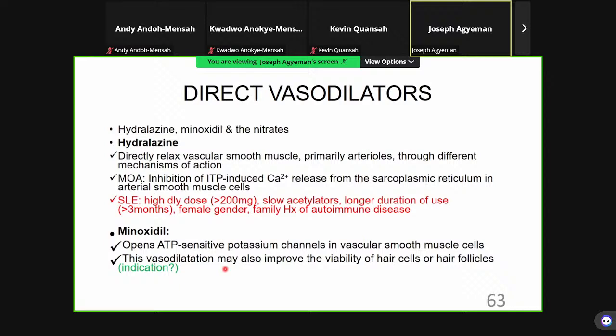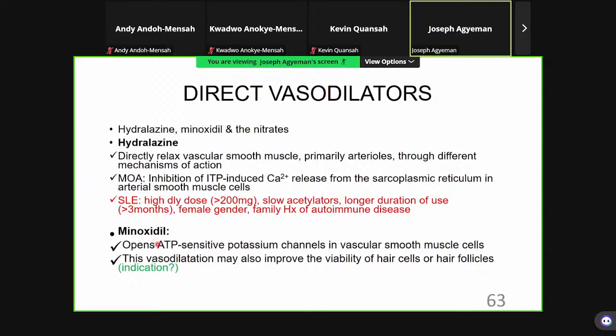One interesting thing is that this vasodilatation, when it comes to minoxidil, can actually improve blood supply to hair cells and hair follicles. And for that matter, you can guess. Nowadays, you see a lot of guys wearing beard. They'll go and buy some creams or sprays that contain minoxidil as the active ingredient.